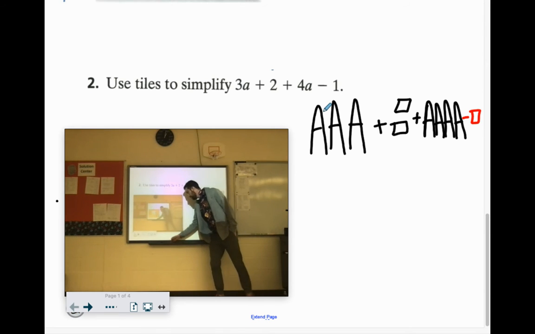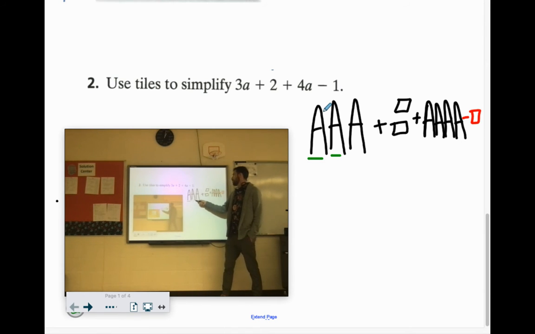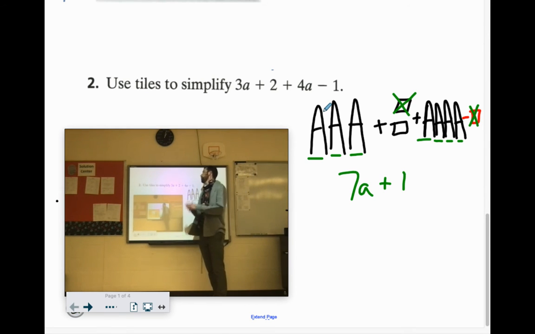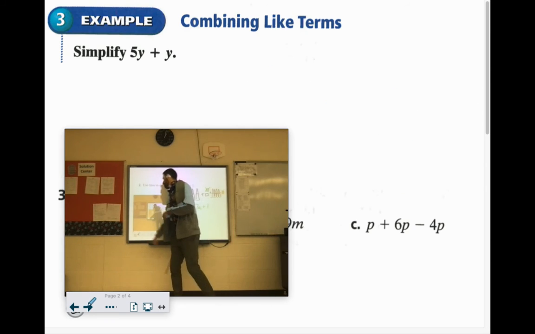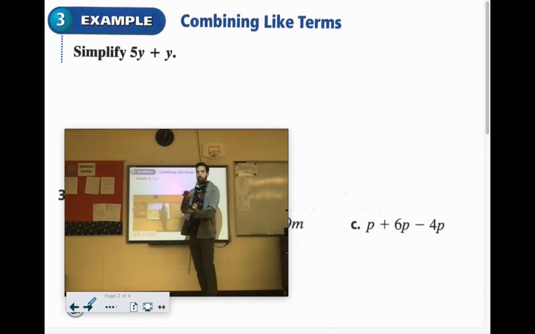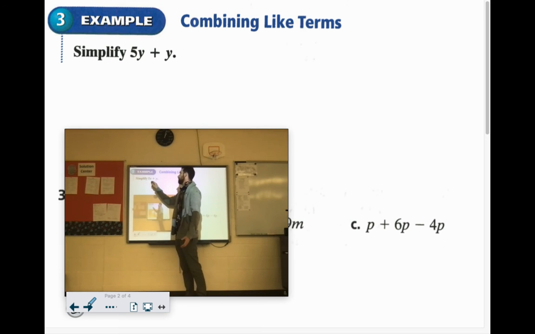So let's see, how many a's do we have here? We have 1, 2, 3, 4, 5, 6, 7 a's. And then our plus 1, or our minus 1 cancels out one of our positive ones. So we're left with plus 1. And we should get to a place where we don't need the tiles, which is what we're going to try right now. 5y plus y. Now, if you have 5 y's sitting in your hand, I give you one more y, you have 6 y's, right? That's it. That's all you got to do on this.